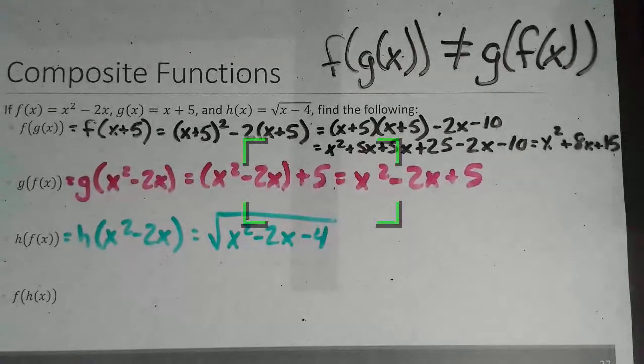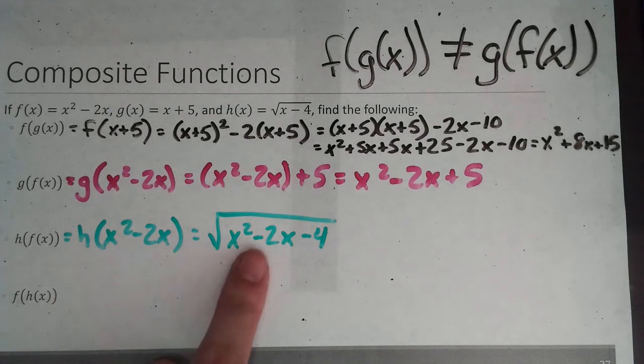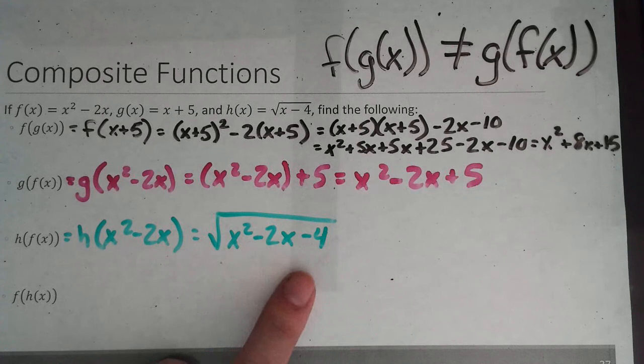Now, can we take the square root of x squared minus 2x minus 4? I can only take the square root of it if I have something squared, but not something that has pluses or minuses with it. It would have to be something in parentheses squared. So my question is, does x squared minus 2x minus 4 factor?